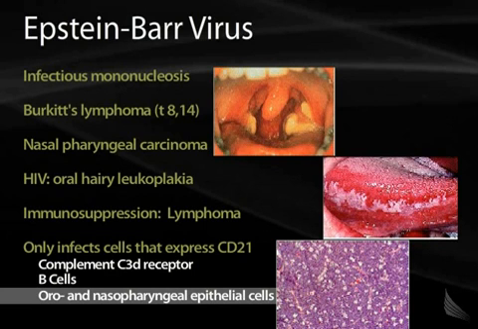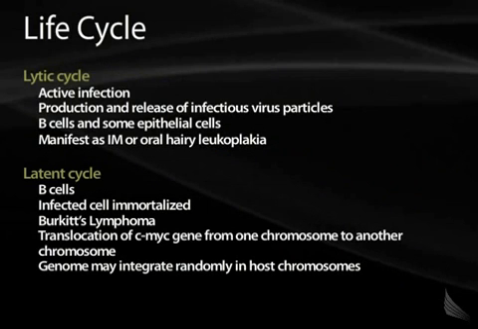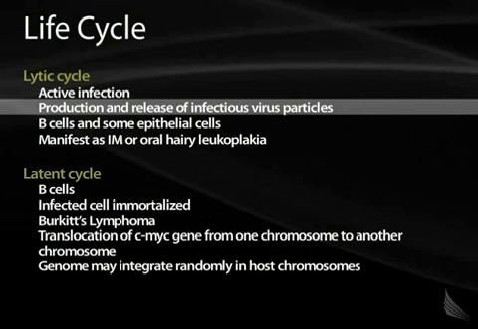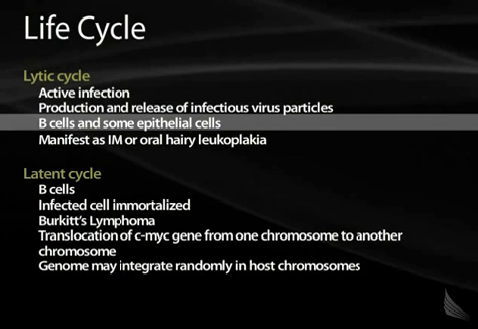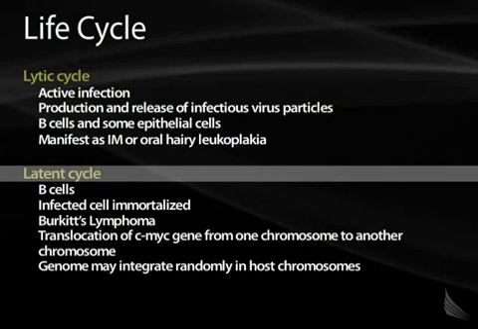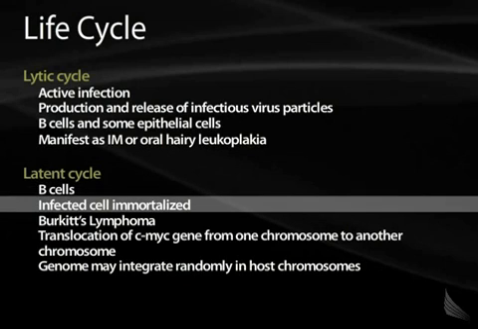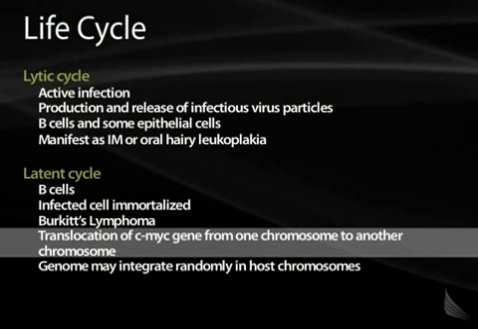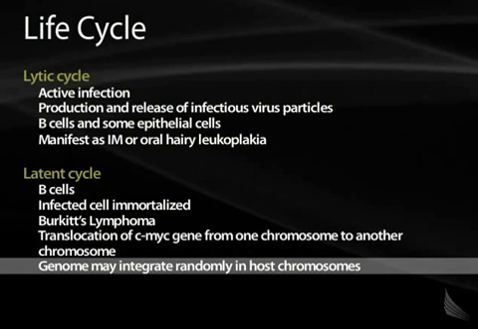Epstein-Barr virus. The life cycle for EBV has a lytic cycle where there's active infection, production and release of infectious viral particles, and B cells and some epithelial cells are infected. This manifests as IM, or oral hairy leukoplakia. The latent cycle is more common with B cells infected, and they become immortalized. In this situation, you're more likely to get Burkitt's lymphoma. In this case, you have translocation of the c-Myc gene from one chromosome to another chromosome, and the genome may integrate randomly in host chromosomes.